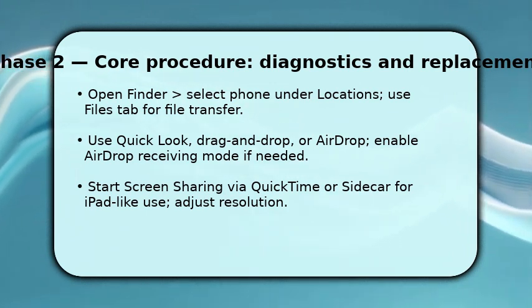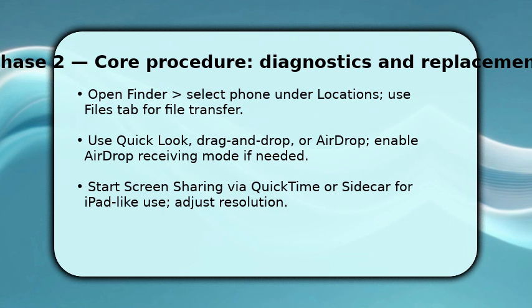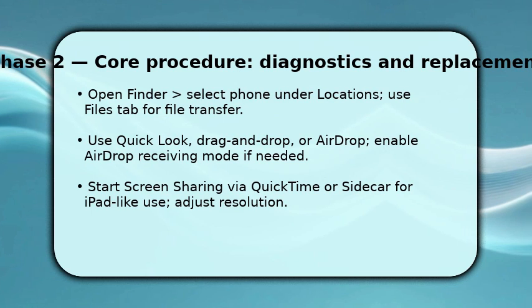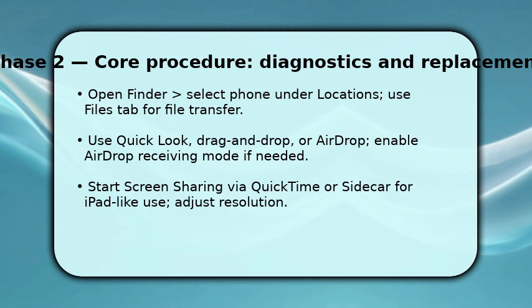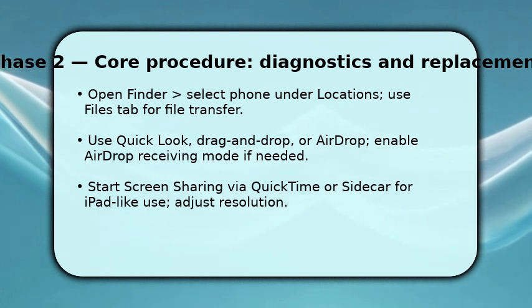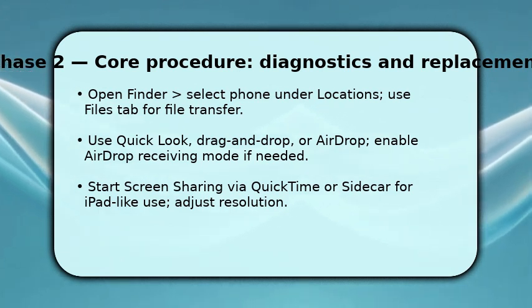For wireless transfers, use AirDrop. Set the Mac to receive from contacts or everyone, then send from the phone. If you need to mirror the display, open QuickTime, choose New Movie Recording, then select your phone as the camera. Now you can record or view at different resolutions.